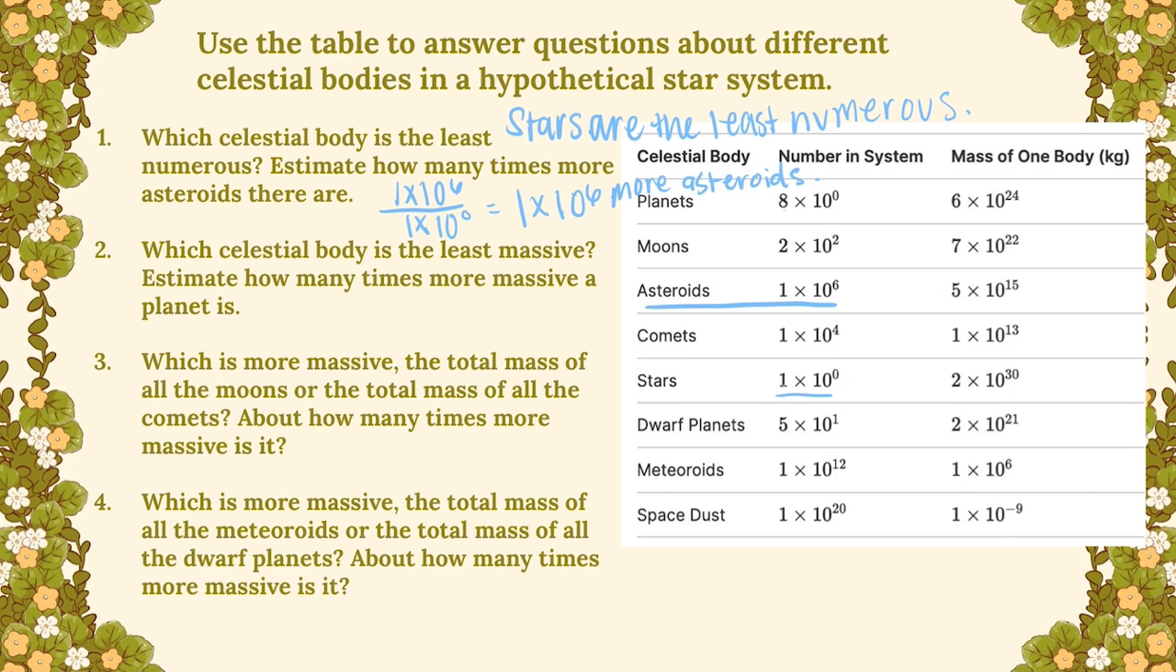Okay, so looking at the second question, it says, which celestial body is least massive? And then it says, estimate how many times more massive a planet is. So if we look to see the least massive, mass is over here. So I'm going to look at which has the smallest exponent. I'm also looking for any negatives. I see here space dust is the only negative. So space dust is the least massive.